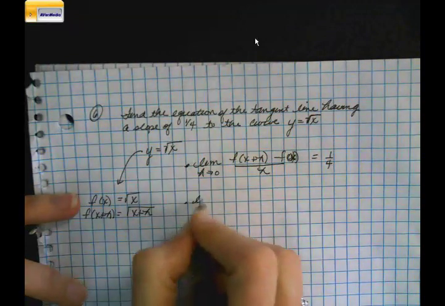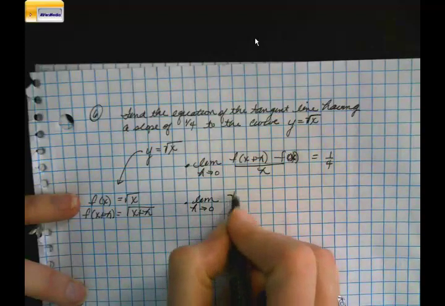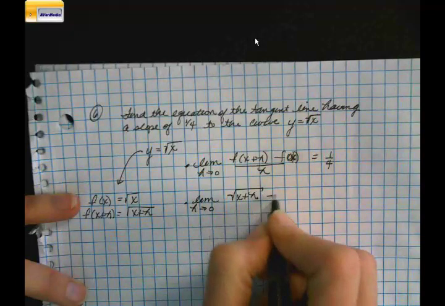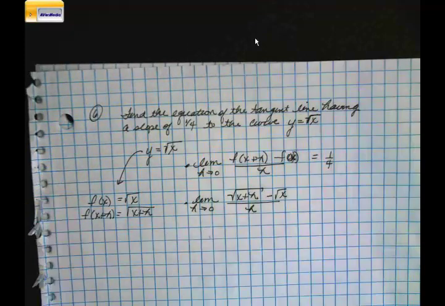Okay, so let's see what this is going to look like. We're going to have the limit as h is approaching 0 of f of x plus h, which is the square root of x plus h, minus f of x, which is the square root of x, all over h. We cannot evaluate this limit using direct substitution because putting 0 in causes the denominator to be 0.